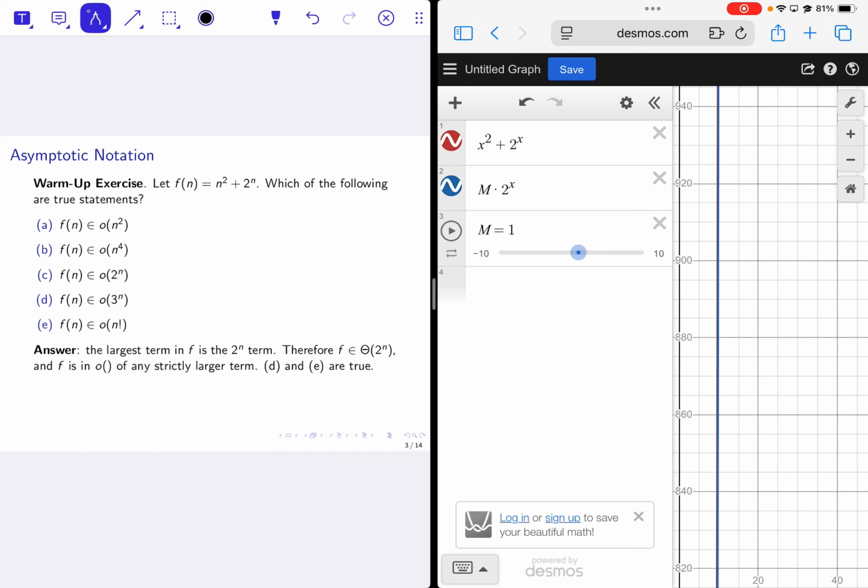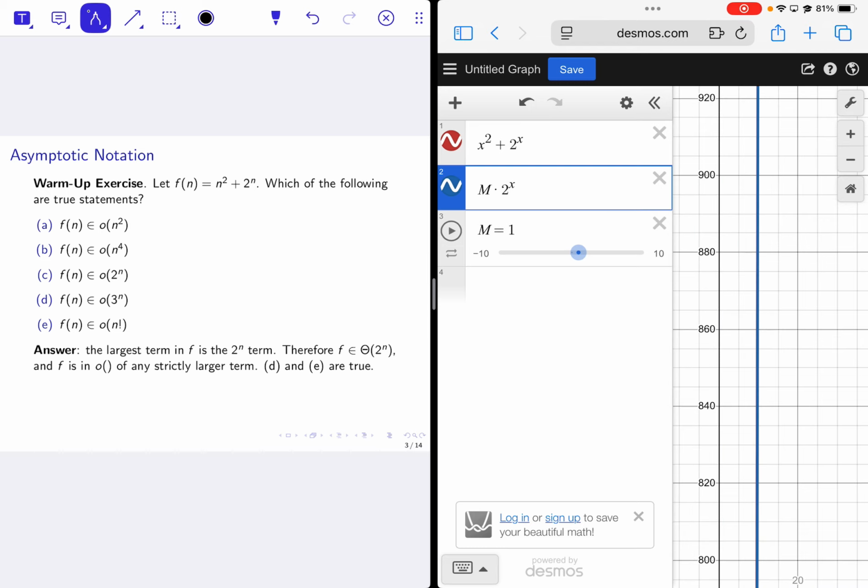These two functions are, as it turns out, asymptotically equivalent. So it's like they're equal to each other. They're in big theta of each other. And that means depending on how you set m, you could have the red line overtaking the blue line or the opposite. Both of these can happen.